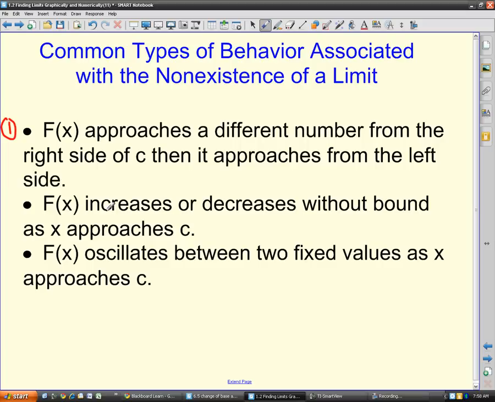And the final one, I think this one up here was example 3, I believe. This one was example 4. And the last one oscillates between two fixed values, like -1, +1, -1, +1, and that was example 5. And so this is the summary of the whole section. Make sure that you really understand this, and please be prepared to work on the homework.